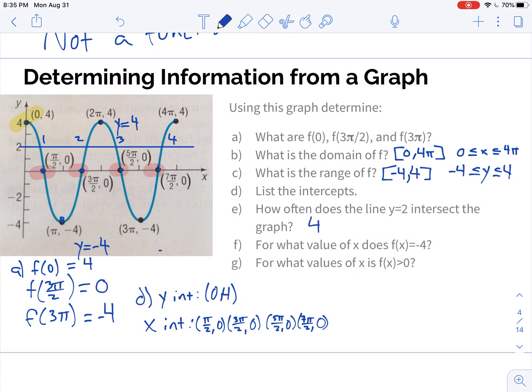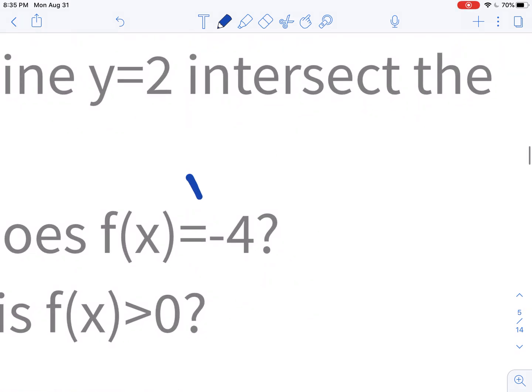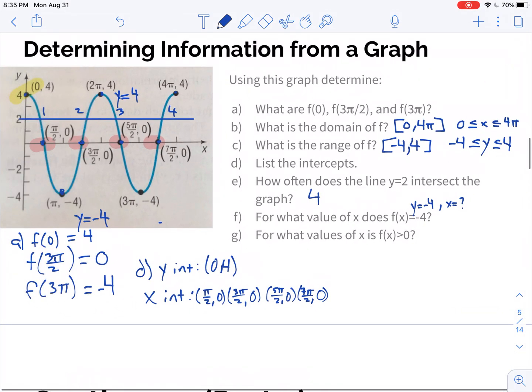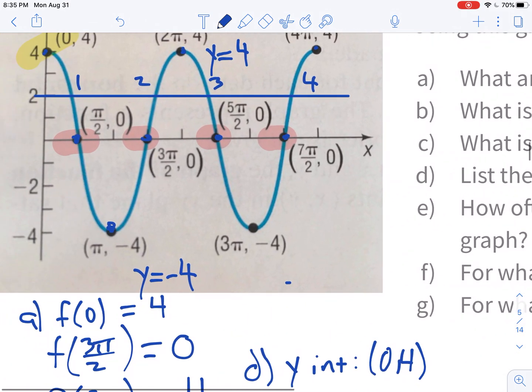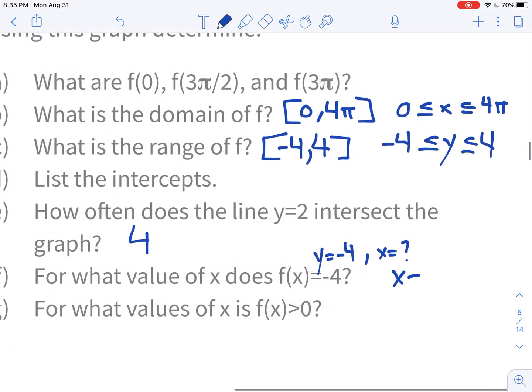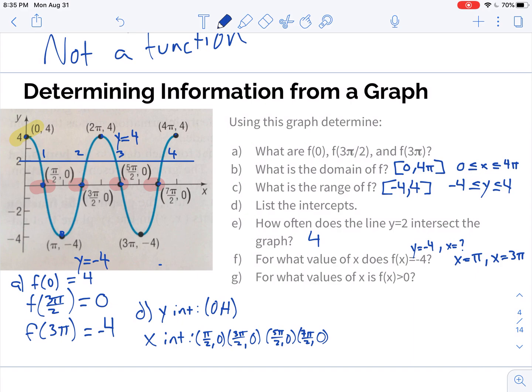Awesome. For what value of x does f of x equal -4? All right, so this is telling me y is equal to -4. What are the x values that make y equal -4? So I go down, I look at my 2 points where y is equal to -4. I see my 2 points where y is equal to -4 are x is equal to pi and x is equal to 3 pi. So those are my two x values where y is equal to -4. That's simple, that's straightforward.